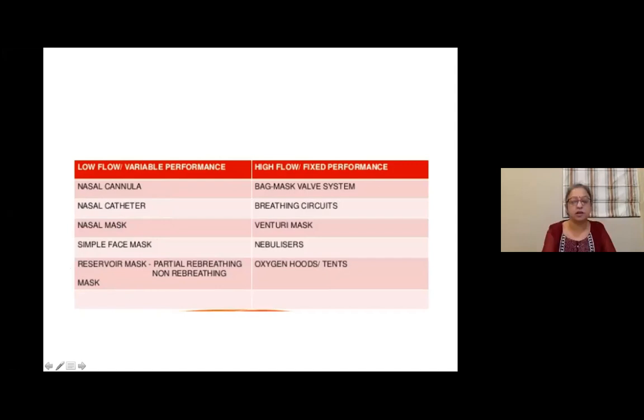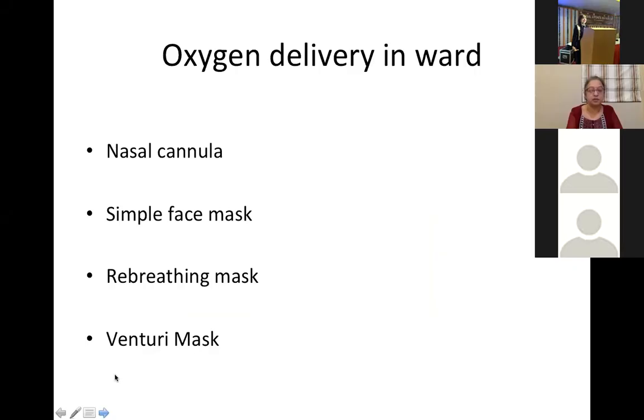And the other ones are the high flow fixed performance devices, which are bag masks, which all of you know way better than I do. Breathing circuits, venturi mask setting, and we'll discuss this in a bit. So in the armamentarium that we have is the cannula, the face mask, the rebreathing mask.